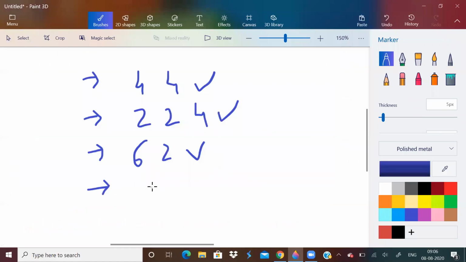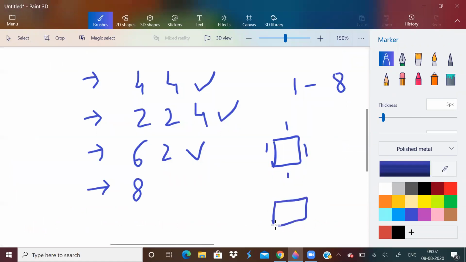Now, are there some other conditions? What if the frequency becomes 8? Suppose I have an element 1 and its frequency is 8. Yes, I can make a rectangle with all sides equal to 1 and I can make a square also with all sides equal to 1. So if the frequency of an element becomes 8 or greater, then also you can make a rectangle and a square.